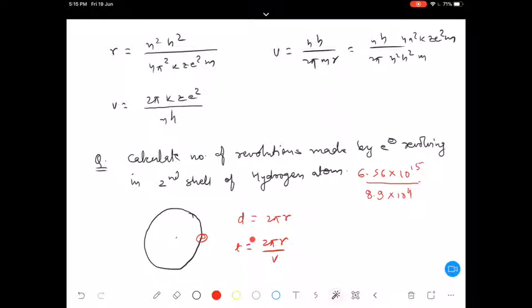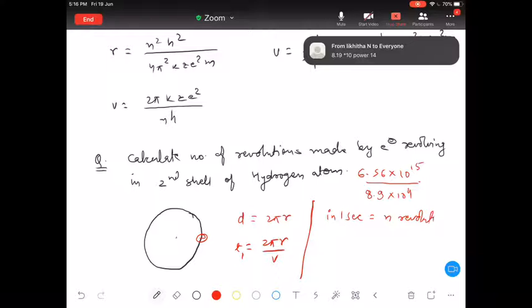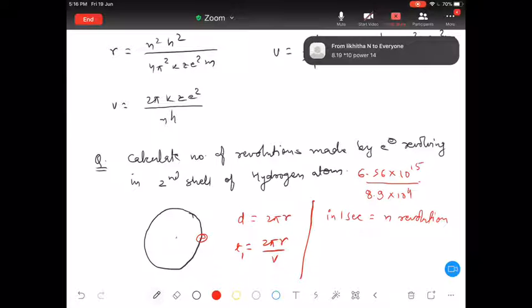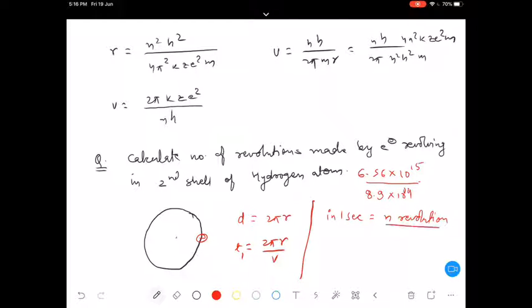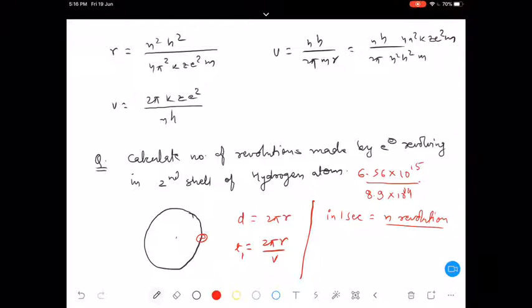So that's how we can define time taken for one revolution. This is time taken for one revolution. Now number of revolutions, let's say in 1 second it goes for n number of revolutions. Okay, very good, Likita, that is correct. So in 1 second, let's say it makes one revolution. So for one revolution time taken is this.